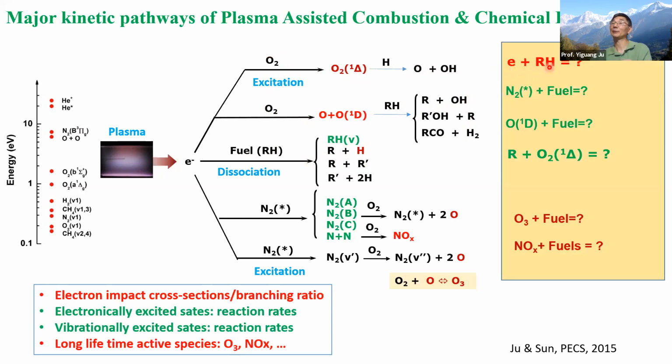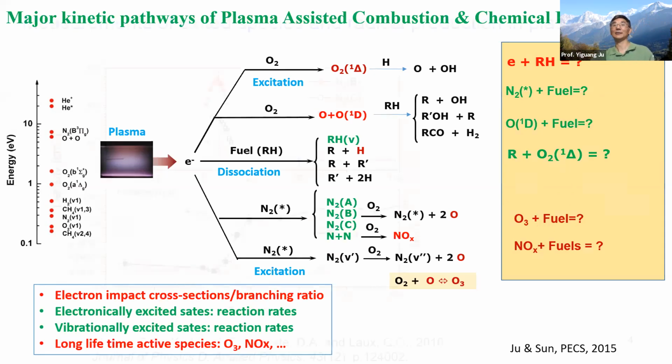For example, electron impact with fuel molecules, electronically excited nitrogen, O1D reaction with fuel, radical reaction with O2 singlet, and it's not clear what the reaction rate is. Ozone reaction with fuel, so many things we don't know. So therefore, plasma really creates a lot of new reaction pathways for us to study in plasma-assisted combustion and chemical processing.